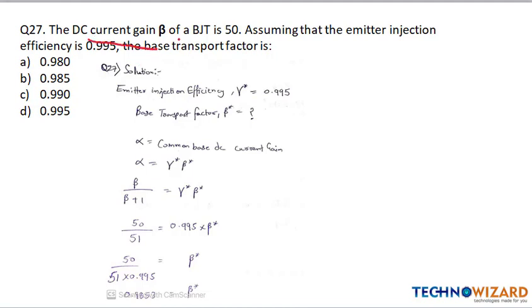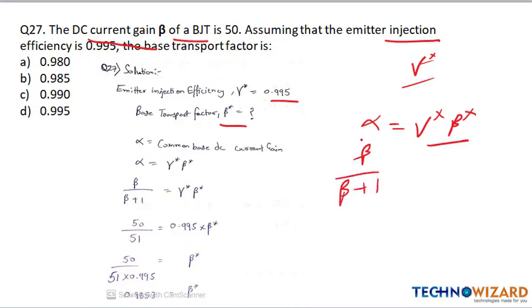The DC current gain, that is beta equal to 50, is given, assuming that the emitter injection efficiency, that is gamma star, is equal to 0.995, and the base transport factor, that is beta star, you have to find. Now alpha is the common base DC current gain, and we know that alpha is equal to gamma star into beta star, that is the base transport factor. Now alpha is equal to beta upon beta plus 1. We don't know the value of alpha, therefore we transform alpha as beta upon beta plus 1. Now putting the value, we will get beta star equal to 0.9853. That is option B is the correct answer.